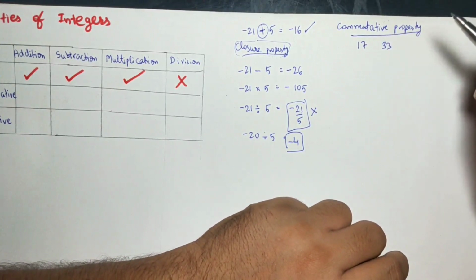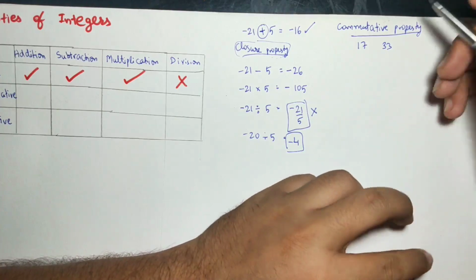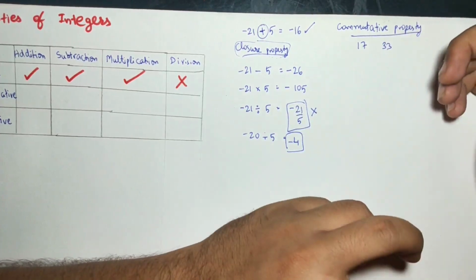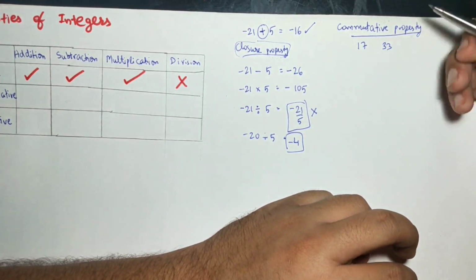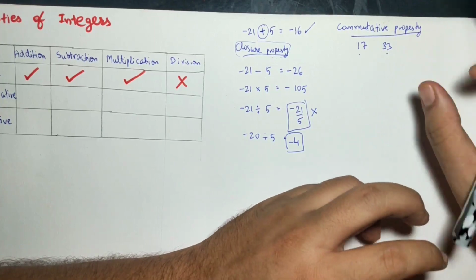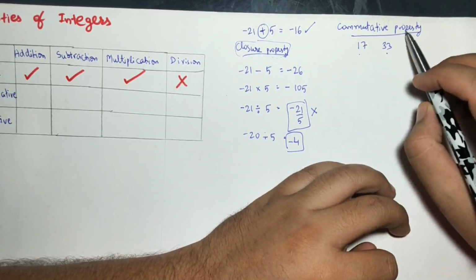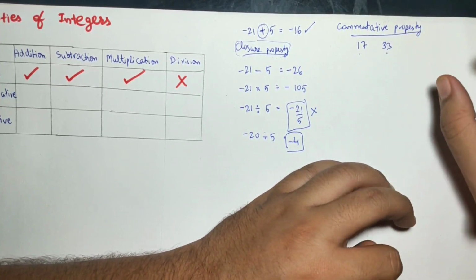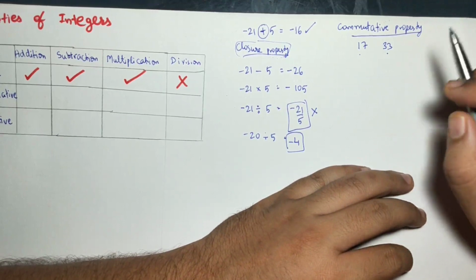What does the commutative property say? If you perform a function with these two numbers either way, keeping this number first and this number second, or keeping this number first and this number second, if the answer comes out to be the same, then we say the commutative property over that operation, addition, subtraction, multiplication or division, holds true.